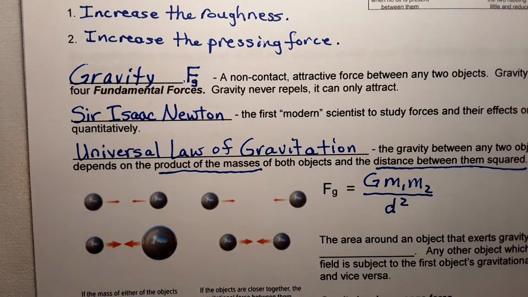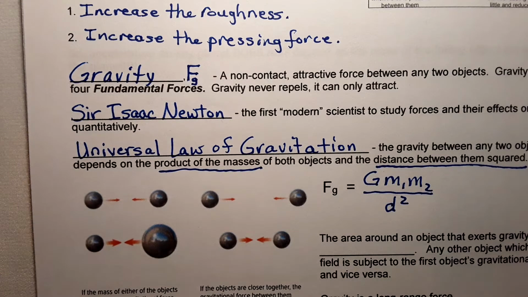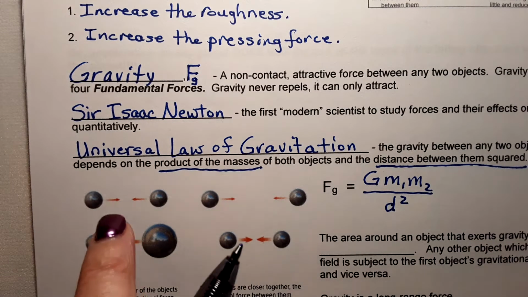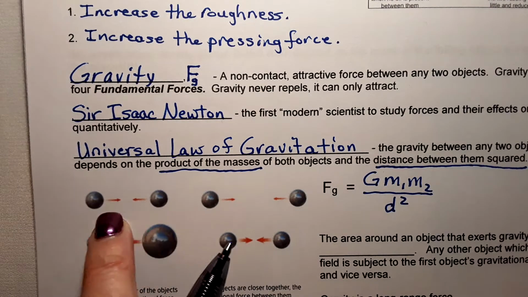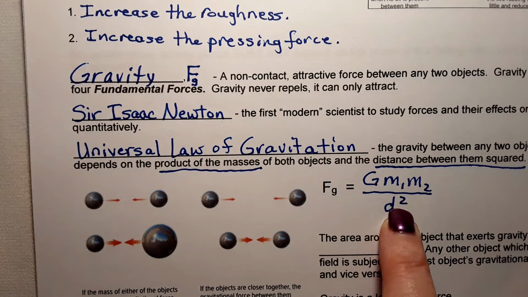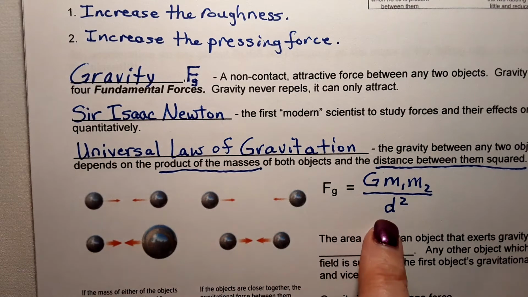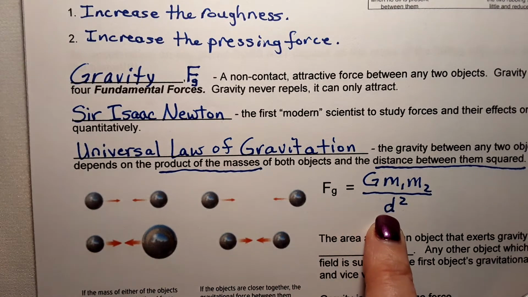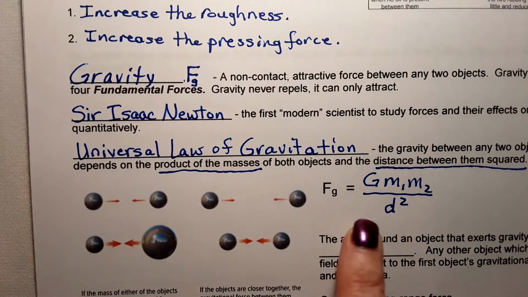Now, don't freak out on me. You're not going to have to worry about using this formula, but we're just going to take a look at it to see how things are affected. Okay, so if you have two masses, and they're closer together, because you're dividing by the d squared, when the d squared value is small, the force is going to be large, because when you divide a small number into the numerator, the quotient is larger.